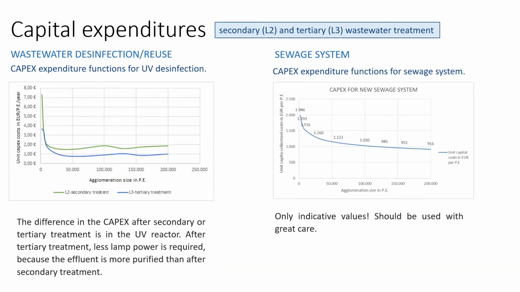On this slide are presented CAPEX costs for wastewater disinfection and sewage system. Wastewater disinfection is cheaper for tertiary treatment because water is already more purified, more transparent, and less land power is required. The model also provides indicative CAPEX costs for the sewage system, but these values should be used with great care. A meter of sewage system costs on average around 200 euro per meter, but the price depends on the depth, material, number of pumping stations, population density, and so on.